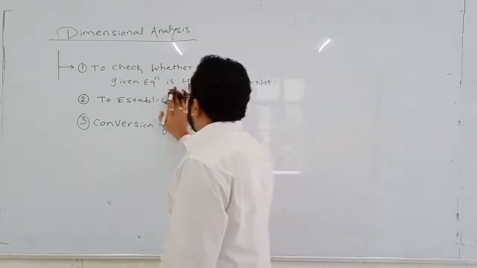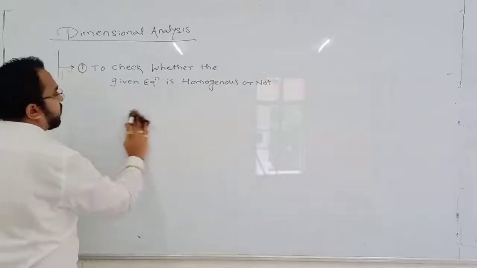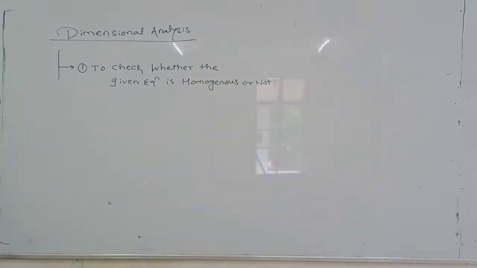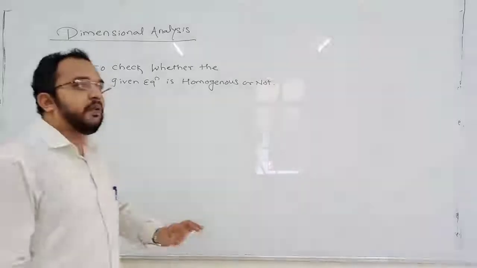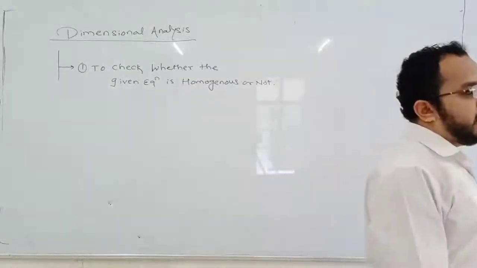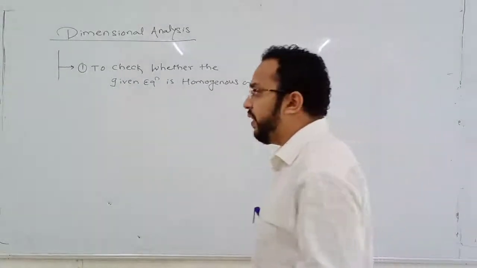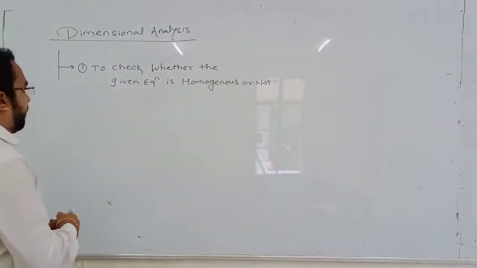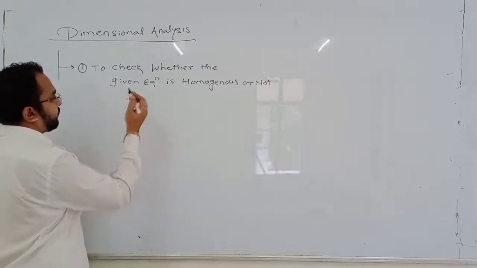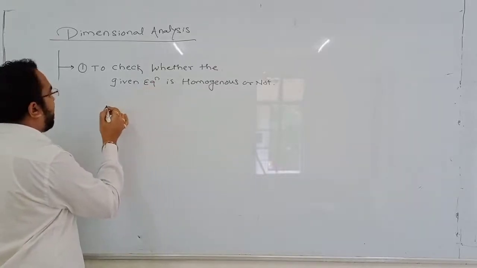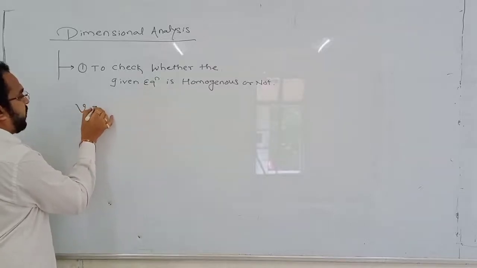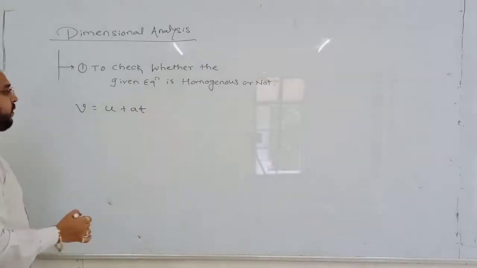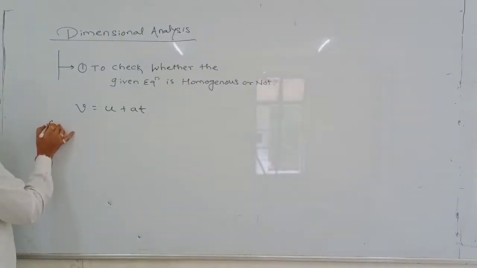The first one, to check whether the given equation is homogeneous or not. So what is the definition of homogeneous equation? Dimensions of each and every term at LHS should be equal to dimensions of each and every term of RHS. So, first of all, I will take the equation. You know what is the kinematic equation? First kinematic equation, that is V is equal to U plus AT. Now, okay, at LHS.